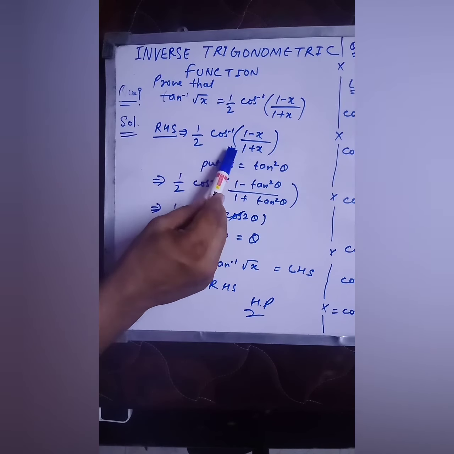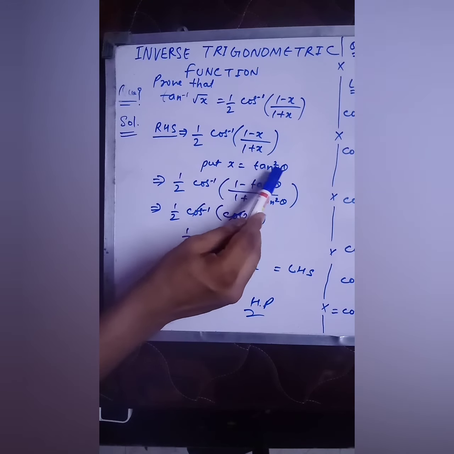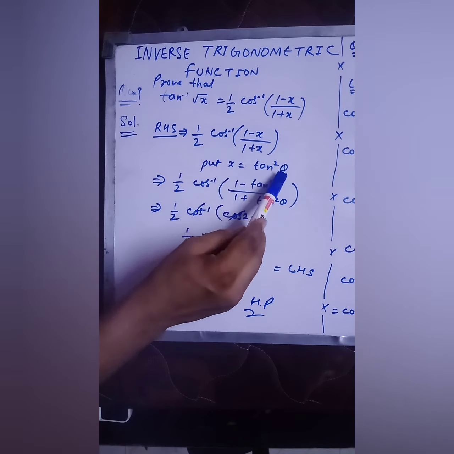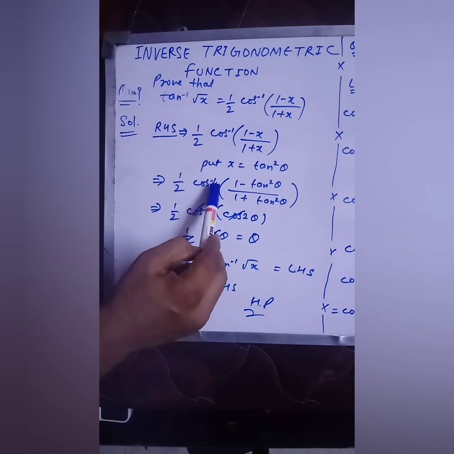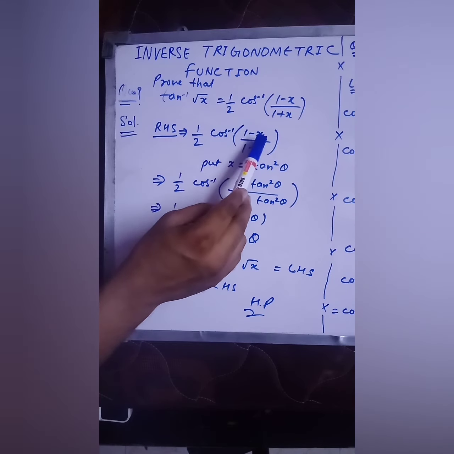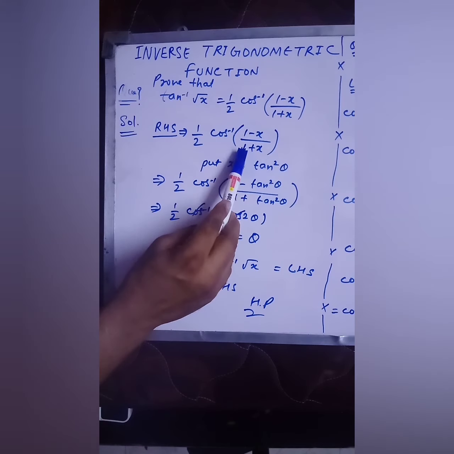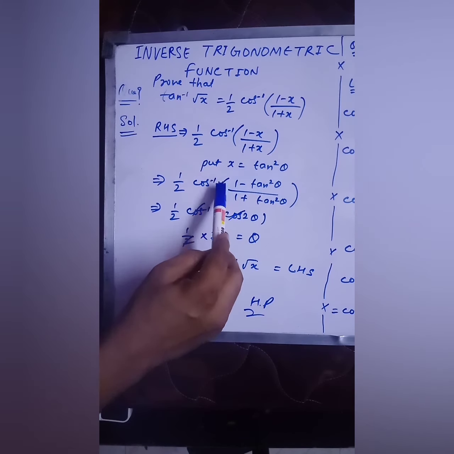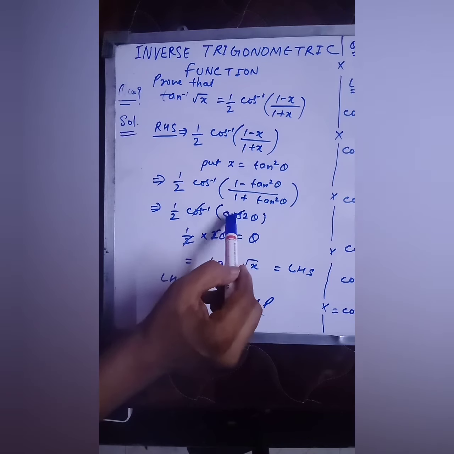After this step, in place of x, I am putting tan square theta. So it would be half cos inverse, bracket open, 1 minus tan square theta over 1 plus tan square theta. Fine. So now you can see that this is the formula of cos 2 theta.